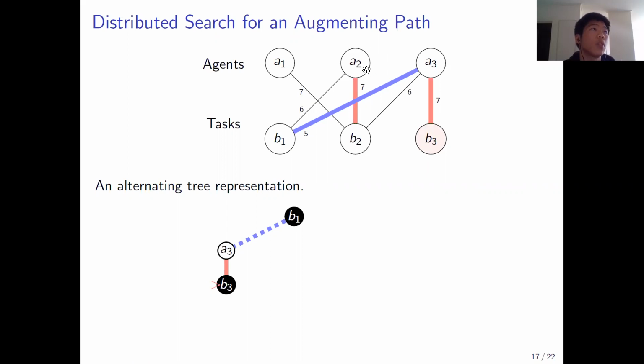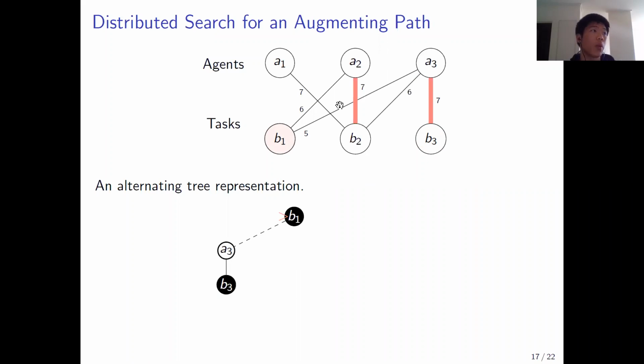Again, that would be local information, right? Because agent A2 can check to see if there's an edge to B3, it doesn't. Agent A1 can check if it has an edge to B3, it also doesn't. And so after one round of communication, no one's willing to pick up task B3. So agent A3 will then know, okay, no one's interested in B3, I will give up B1 and abstain, because I know that I'm a dead end now.